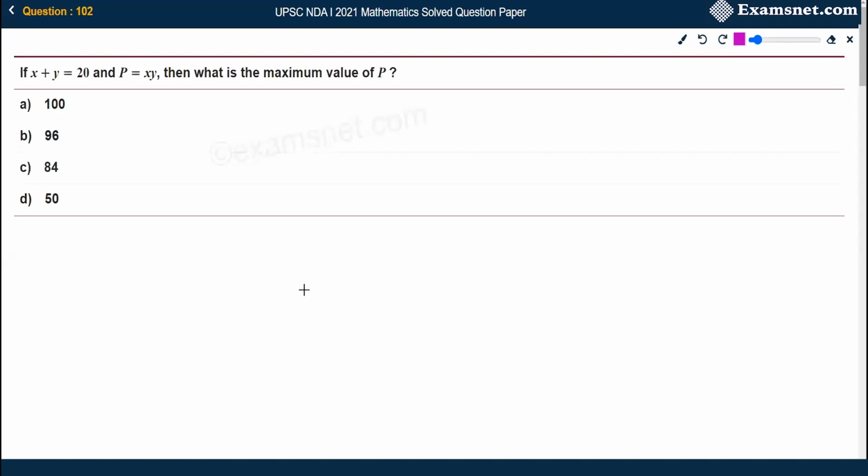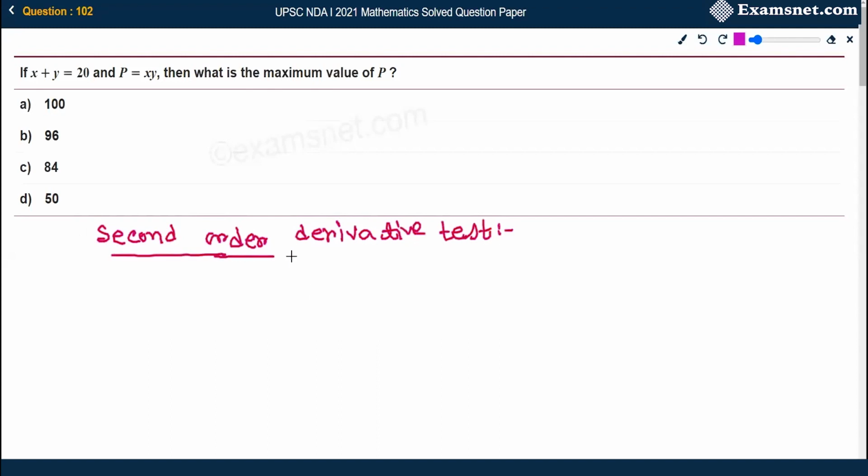In question number 102, it is given that if x plus y equals 20 and p equals xy, then what is the maximum value of p? To find the maximum value of p, we will use the second order derivative test. So the method is the second order derivative test.